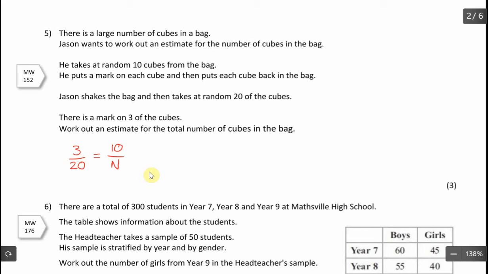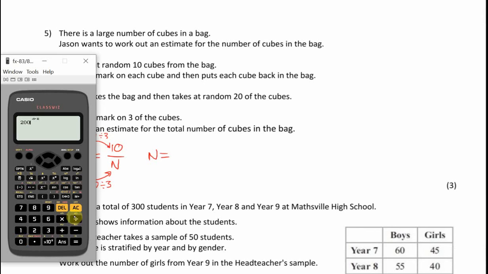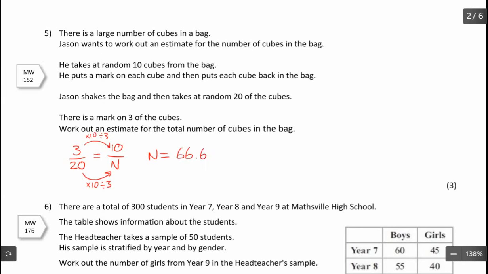But we basically need to figure out what we did to 3 to turn it into 10. And you could either use a calculator for that, or you might just know it, or you could go to a different number first. So you might choose to turn that into 30. So maybe timesing by 10 and then dividing by 3. And whatever you do to that top one, do the same to the bottom one. So times by 10, that would give us 200, divided by 3, and that would be 66.6 recurring. Now we can't have that many cubes in a bag, so we round that to the nearest whole number and say 67. Okay.